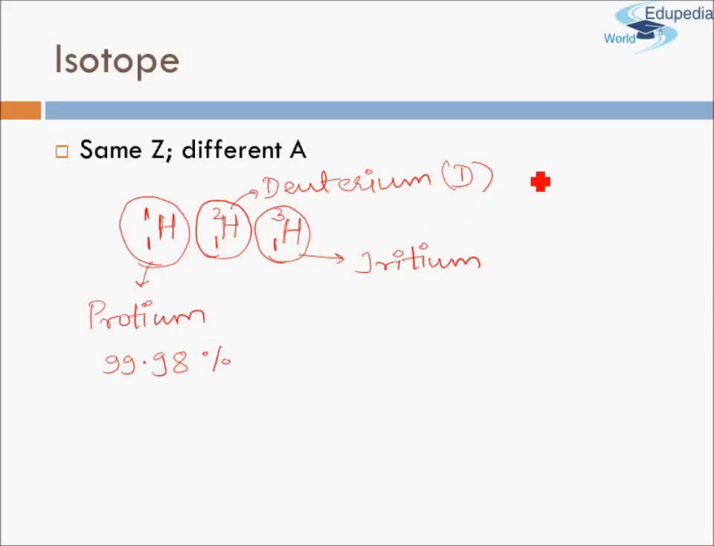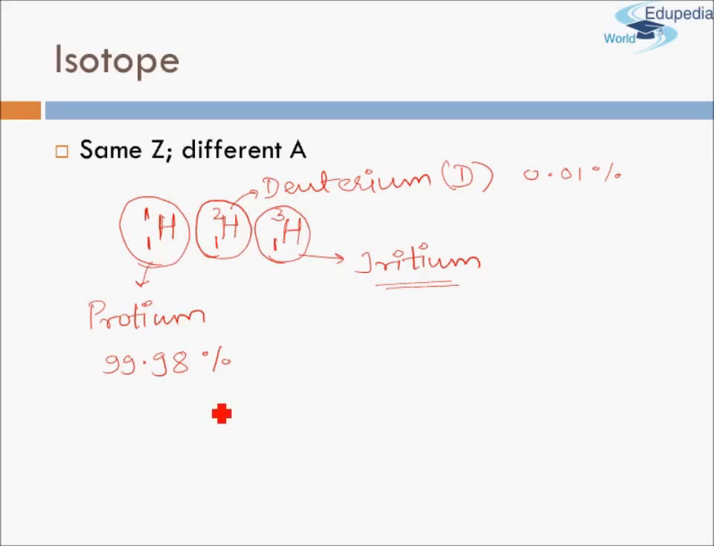Whereas around 0.01% is present in the form of deuterium, and what's left is tritium. When we calculate accurate atomic masses, for example, if you are asked to calculate the atomic mass of hydrogen, when you know that hydrogen can be present in 3 different forms, what do you do? You take the average of these 3 forms.